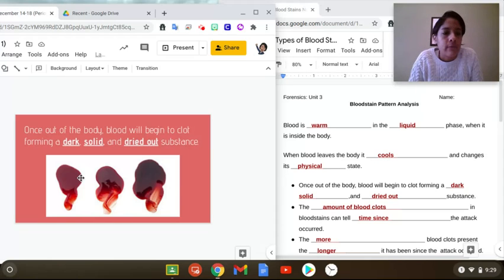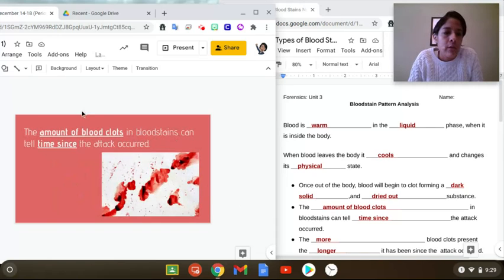So you can see in this visual, it goes from being a bright red color. It's going to form blood clots because the platelets inside your blood are going to start to coagulate. And it's going to get darker, thicker, lose water, and start to change color. And the amount of blood clots in a blood stain can tell us the time since the attack occurred, or the time since the blood was lost. So you can see in this visual, it's nice bright red blood here, and then you can see the blood clots starting to form in these specific regions of the blood.